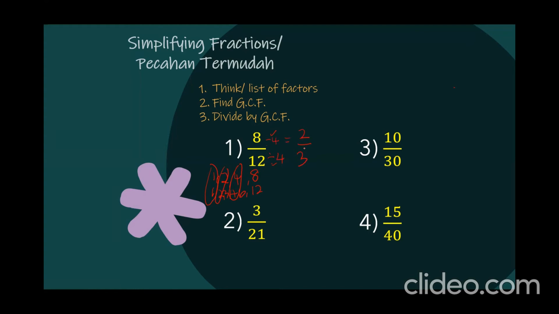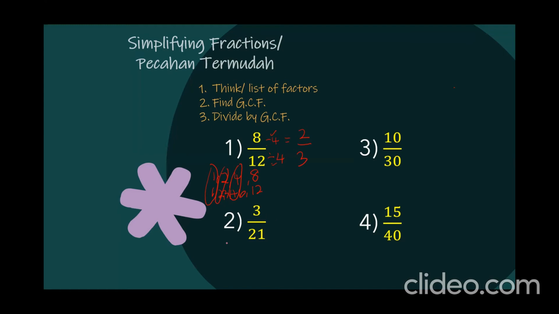Okay, so let's proceed with number 2. So we have 3 and 21. But before I start with number 2, there is a misconception or thought that all odd numbers are automatically the simplest form of the fraction, which is not true. So as you can see, 3 and 21. 3 is a factor of 21. So this fraction can still be simplified.